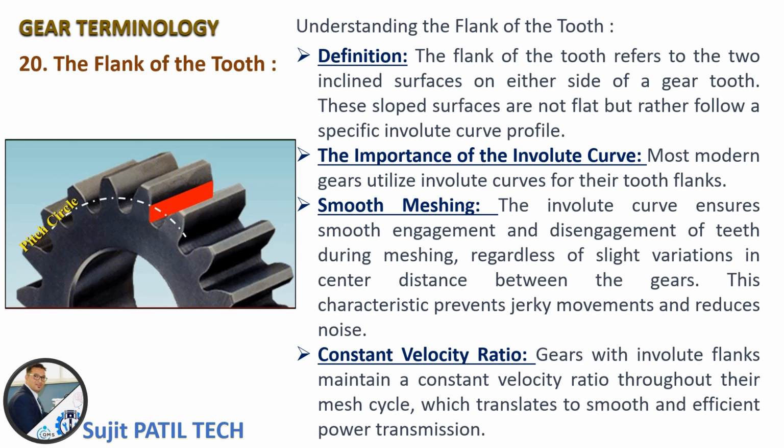Smooth meshing. The involute curve ensures smooth engagement and disengagement of teeth during meshing, regardless of slight variations in center distance between the gears. This characteristic prevents jerky movements and reduces noise. Constant velocity ratio. Gears with involute flanks maintain a constant velocity ratio throughout their mesh cycle, which translates to smooth and efficient power transmission. The two flanks.